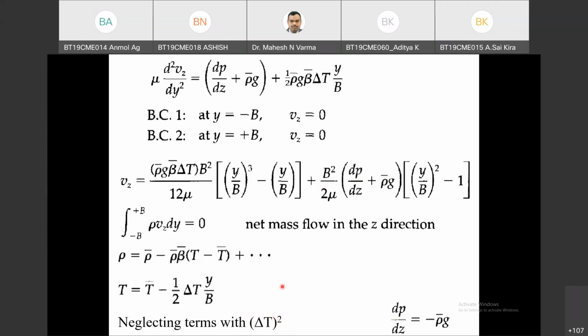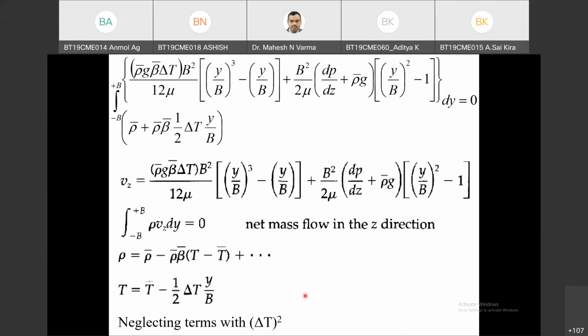So now we'll try to get this value. Mathematically, you need to derive at home. This is the net mass flow rate in z direction per unit width: rho into Vz into dy, integration from minus b to plus b, that equals to 0. And this is the density profile, this is the temperature profile, neglecting delta t square.